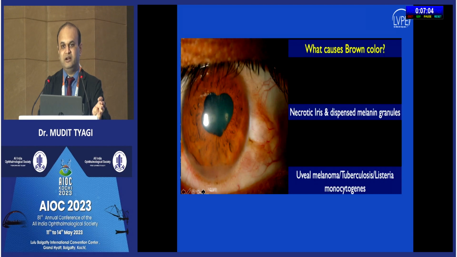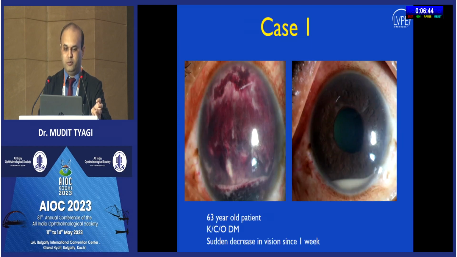You suspect masquerades when the presentation is either not typical of what you expect, or it is not responding to the way you are treating it and is not going along the expected lines. So whenever you see a patient whose inflammation is not responding to your treatment or is slightly atypical, it becomes important for us to keep in mind a differential of masquerade. And let me show you a few common ones.